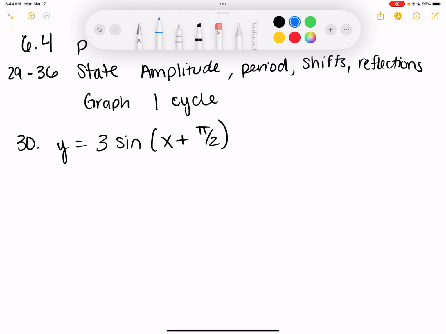But so step 1 is to find the amplitude. So what's the amplitude of this graph? 3. Step 2, and you don't have to write like step 1, step 2. I'm just doing that for this first one, and then after that I won't write it like this.